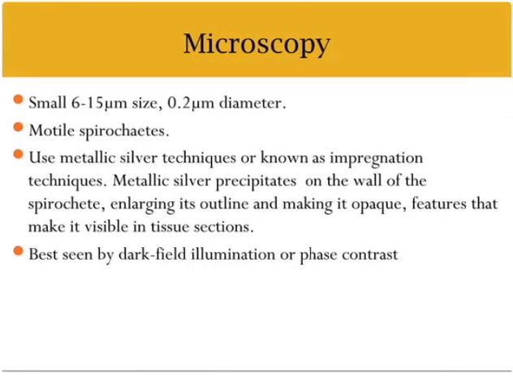Microscopy: they are small, 6 to 15 micrometres in size and 0.2 micrometres in diameter, motile spirochaetes. They use metallic silver techniques, known as impregnation techniques. Metallic silver precipitates on the wall of the spirochaete, enlarging its outline and making it opaque, features that make it visible in tissue sections. They are best seen by dark field illumination or phase contrast.